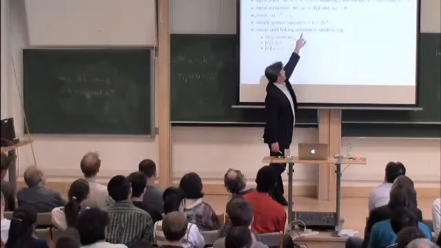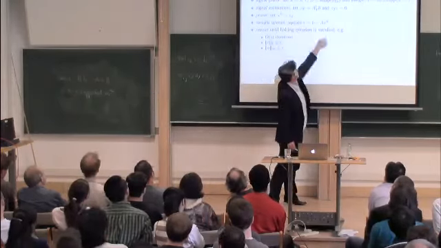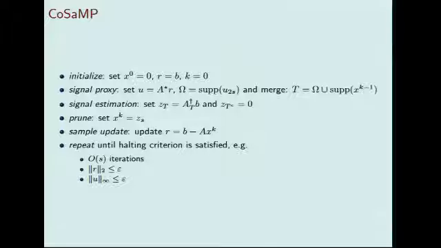And then update, that's my new candidate signal, update the residuals, and repeat until something happens. And what happens? Let's say repeat until the residual vector gets small. Okay, so it's a kind of very simple algorithm.